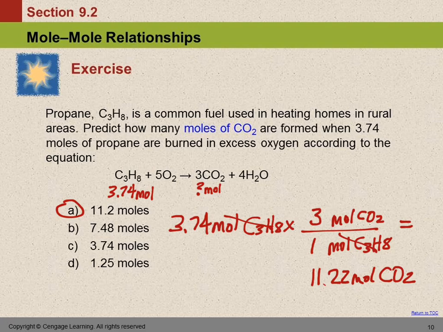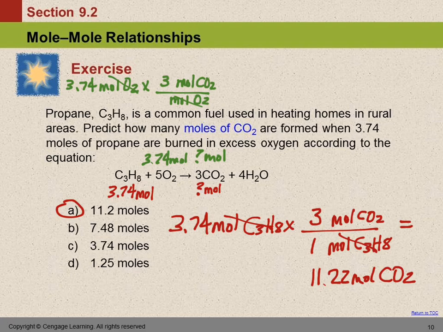Yep, so let's do that one. Let's say we had 3.74 moles of oxygen instead, and we're curious about how much CO2 would be made. So now I'll do this up here on top. We're going to start with 3.74 moles of oxygen. We're going to multiply by moles of CO2 because that's what we're looking for. And now we're going to divide by moles of oxygen because that's what we started with, and we want the units to cancel out. Then we go look at the equation, and we see in front of CO2 is the number 3, and in front of oxygen is the number 5.